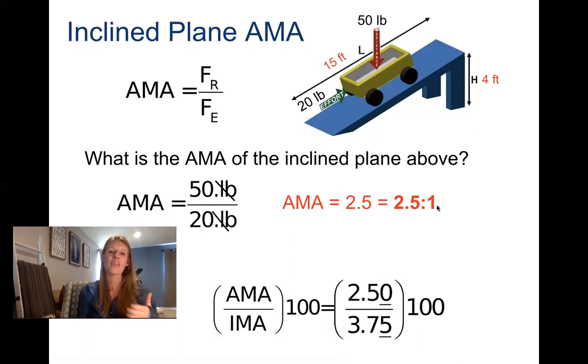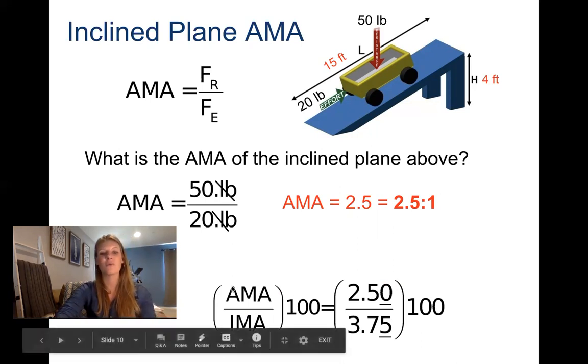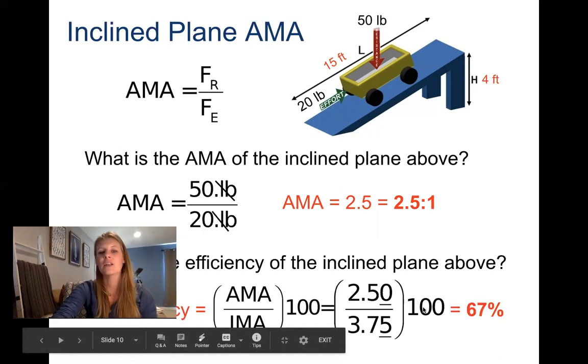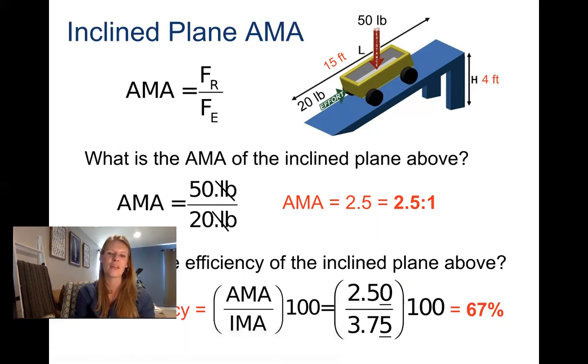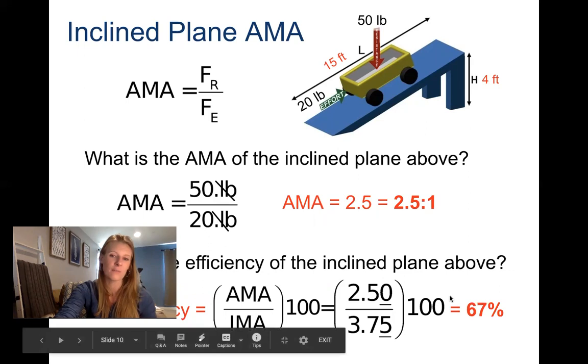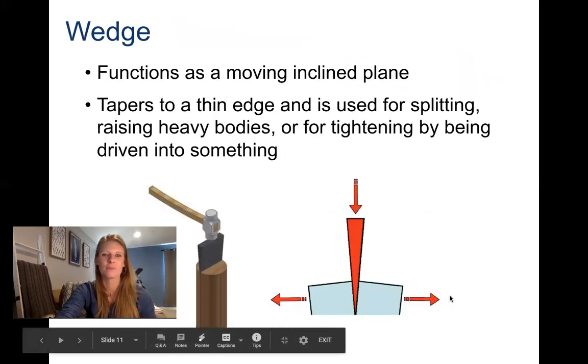Remember that the AMA is taking into account friction, so it's always going to be smaller than your IMA. The way that we figure out our percent efficiency is we take our actual mechanical advantage and divide by the ideal. We multiply by 100 only to get it to a percentage instead. And it looks like in this case, this is 67% efficient. There's a lot of friction there. That's why it's not super efficient. There's 4 wheels on that thing, so there's going to be a lot of friction, and also gravity is pushing it back towards you. So the actual mechanical advantage is a lot smaller than what we ideally would have.